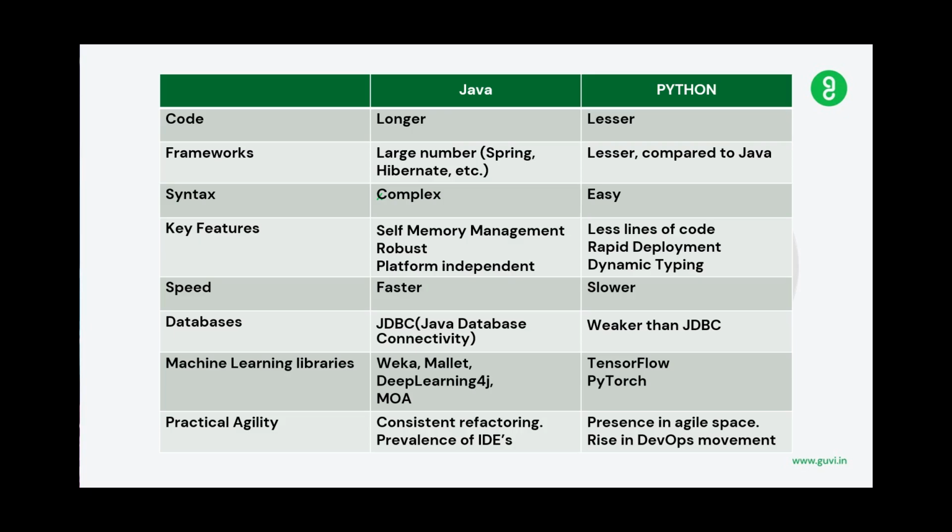However, when it comes to the practical agility of the language, Java enjoys more consistent refactoring support than Python, thanks on one hand to its static type system, which makes automated refactoring more predictable and reliable. And on the other hand, to the prevalence of IDEs in Java's development. Whereas Python has always had a presence in the agile space and has grown in popularity for many reasons, including the rise of the DevOps movement.